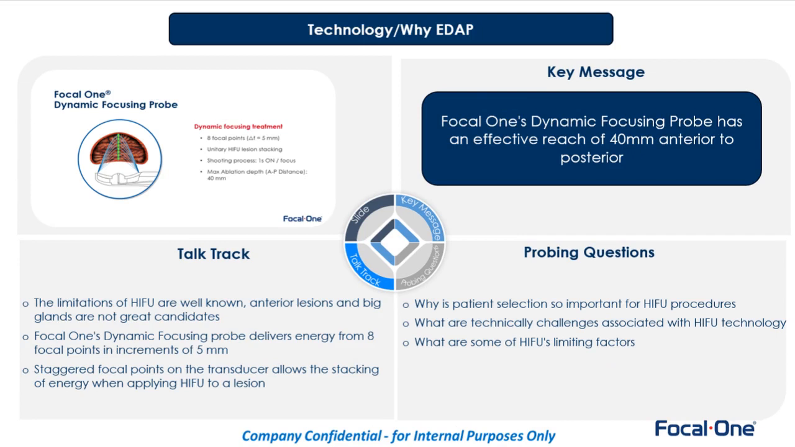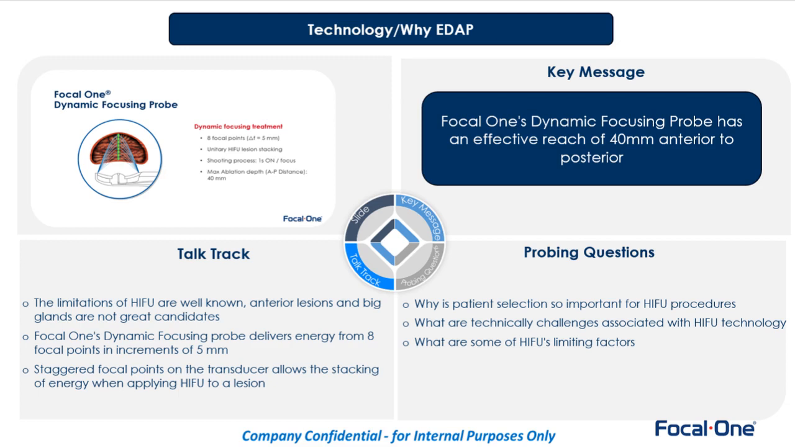This is a slide you can use to really differentiate yourself from the other focal options in the market. This is how we explain the secret sauce and how we are able to deliver energy that can effectively reach lesions up to 40 mm anterior to posterior. You and I know the limitations of focal therapy, specifically HIFU. HIFU is quickly ruled out as an option for large glands or anterior disease.